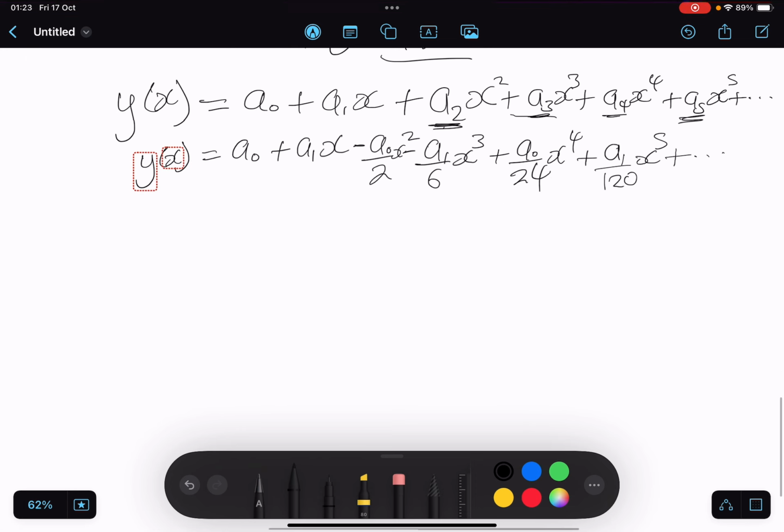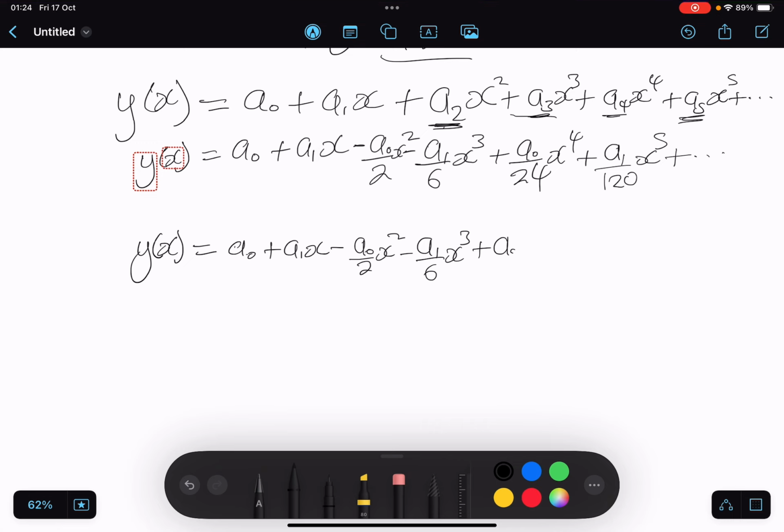So now let me just rewrite this. We have transformed our series into A naught and A1. So A naught plus A1 x minus A naught over 2 x squared minus A1 over 6 x cubed plus A naught over 24 x to the power 4 plus A1 over 120 x to the power 5, and then this continues.